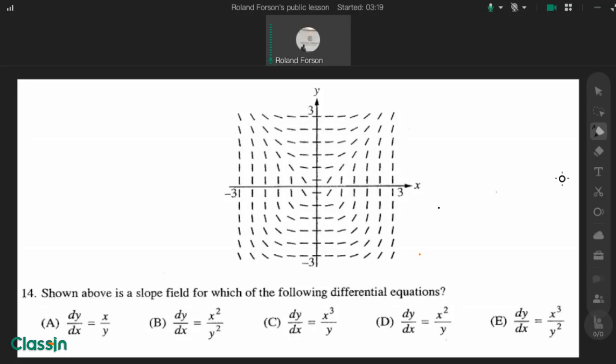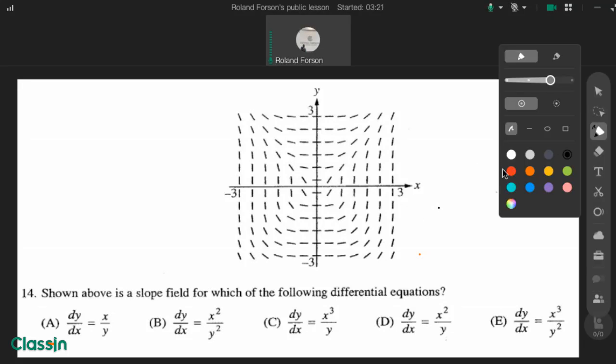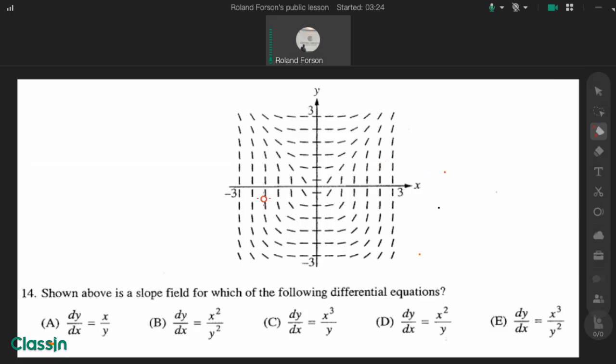All right. So in a situation like this, we pick any point from the slope field that will satisfy this differential equation. For example, in A, this is x over y. It means if both x and y are negative, the slope must be positive. But if we look at this point here in the slope field, x is negative and y is negative, and the slope is negative, not positive. So it cannot be A.